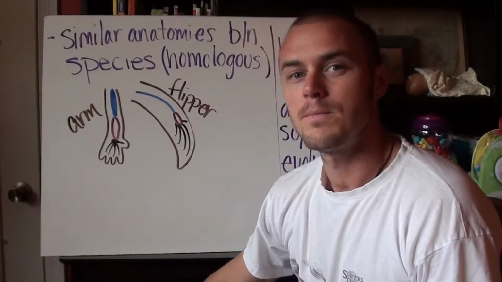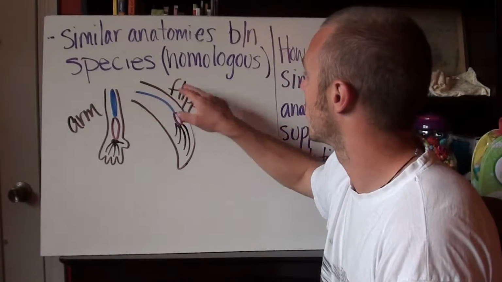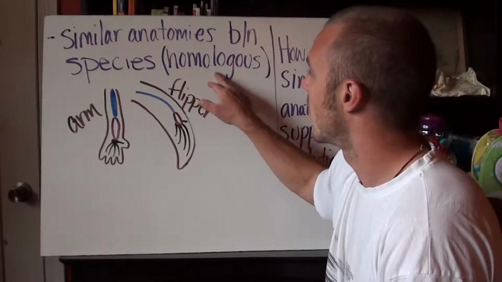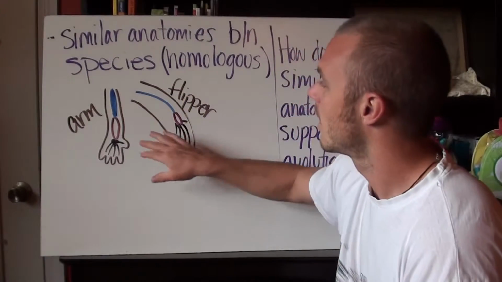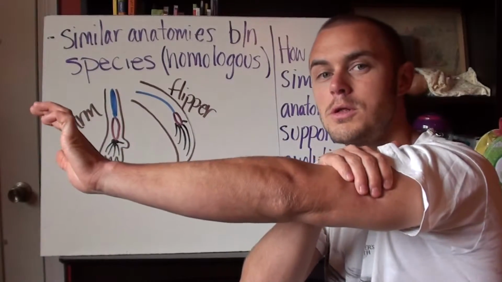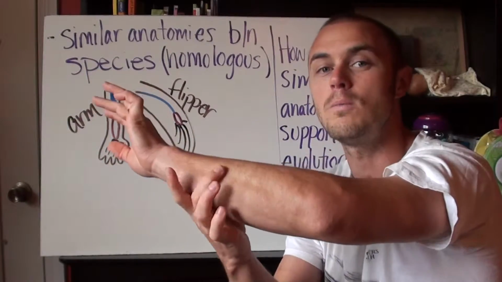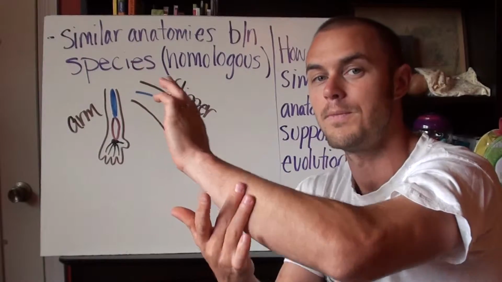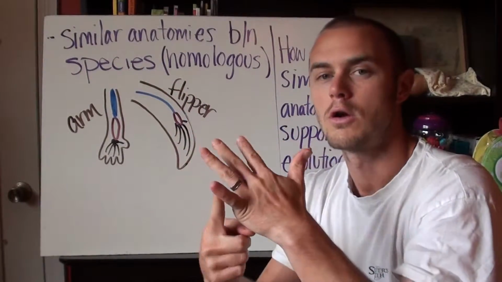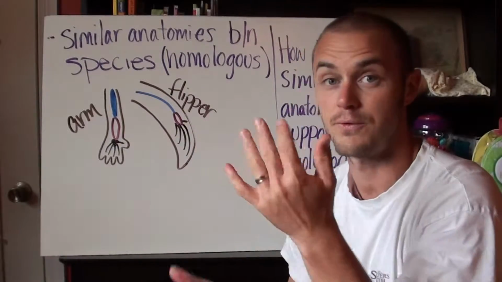So these similar body parts are called homologous structures. Similar anatomies between species are called homologous structures. If you take your arm, in your upper arm you have your humerus. Then in your lower arm, you have two bones, your radius and your ulna. Then you have your metacarpals in your hand. Then you have your carpals, which are your fingers.